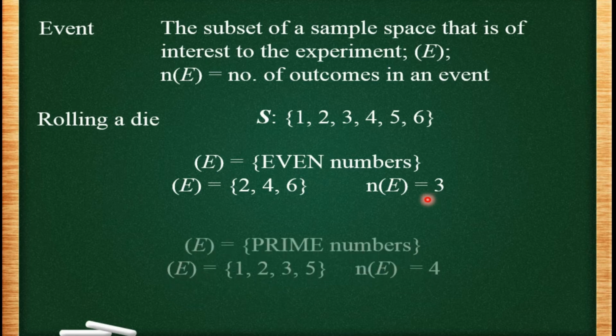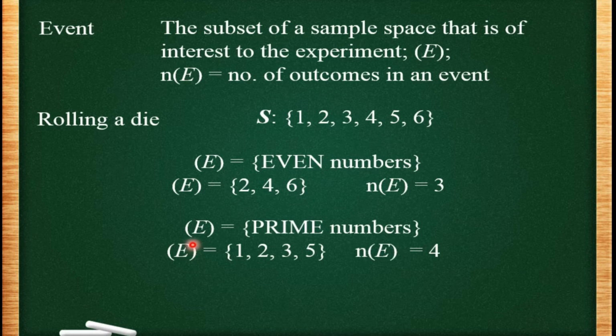Another example, the event of the occurrence of prime numbers, still in the same experiment, rolling a die. So the event would have possible outcomes of 1, 2, 3, 5, as these are the prime numbers in that sample space. And our N of E is equal to 4.